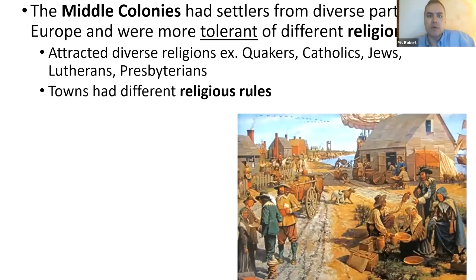I'll come back to that in a second, but the middle colonies, like we said, had diverse groups of people: Catholics, Jews, Lutherans from the middle of Europe, like German type people, Presbyterians from Scotland. Different towns had different rules. If there were a lot of Presbyterian people, they had Presbyterian rules. If another town had a lot of Quakers, they had Quaker rules, et cetera. You can see they were trading and trading and trading, but they were more tolerant of different religions.